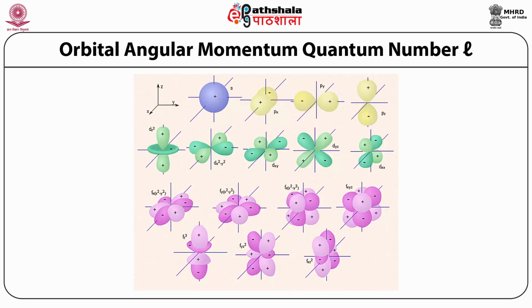Similarly, these pink graphs show the f orbital corresponding to l equal to 3. So m varies from minus 3, minus 2, minus 1, 0, 1, 2, 3, having 7 orbitals denoted by fx(x square minus y square), fy(x square minus y square), fz(x square minus y square), fxyz, fz cube, fyz square, and fz square.